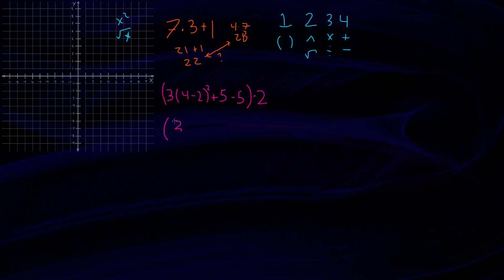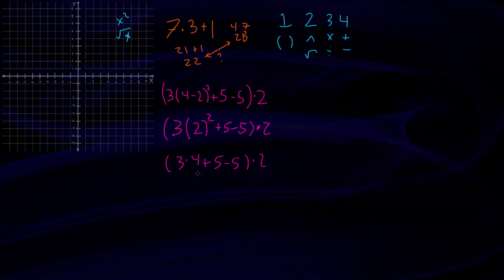Now we've got 3 times 2 squared plus 5 minus 5, and then a parenthesis, and then all of this times 2, right? And so now what we're going to do is the square is next, right? Because we've got a 2, you don't need to do anything to that. So now we have 3 times 4, because 2 squared is 4, plus 5, minus 5, parenthesis, times 2.